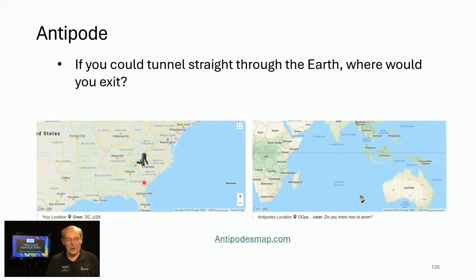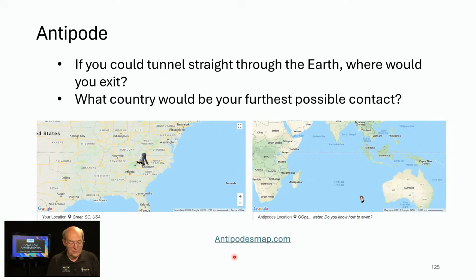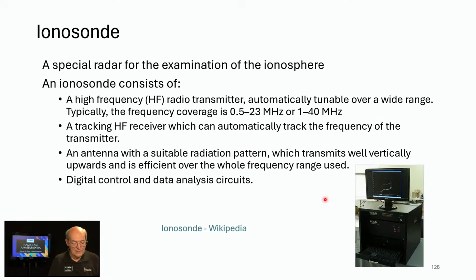But why is this useful? Well, it's kind of interesting to know that the furthest you could talk from your location to someplace else in the world, it's actually a little bit east of Australia for me here in South Carolina. So that's the concept of an antipode, opposite end of the Earth. And you can do this from this link if you're interested. So what country would be your furthest? And so New Zealand and Australia are happy things for me when I find them.